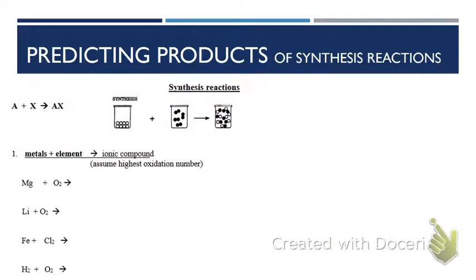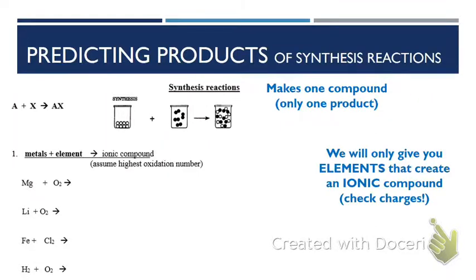Now, on the next page, page 11, at the top we're talking about how to predict products of synthesis reactions. And if you remember, synthesis reactions all come together to make one compound, one product. And it can be elements or compounds coming together to make that compound. Technically, all synthesis reactions are very diverse, but in the reactions we're asking you to predict products of, we are only going to give you elements that create ionic compounds. So, that way, you can check the charges and make sure you've written those formulas correctly.